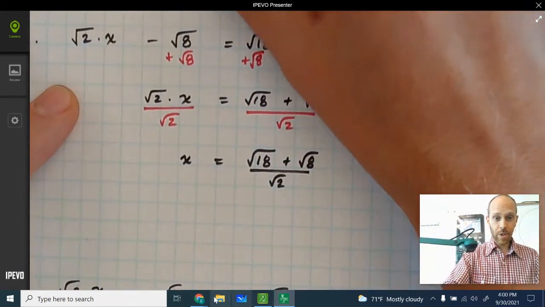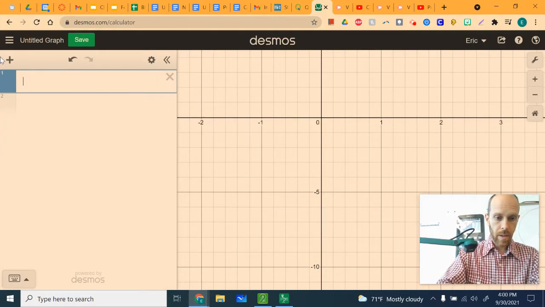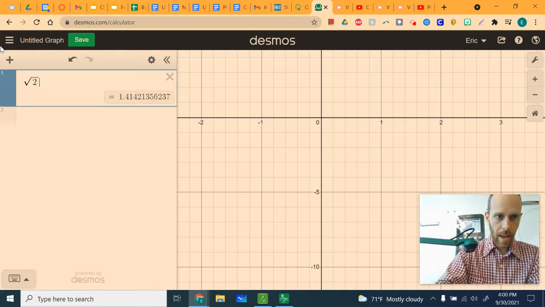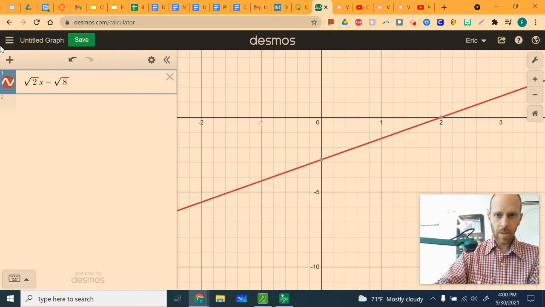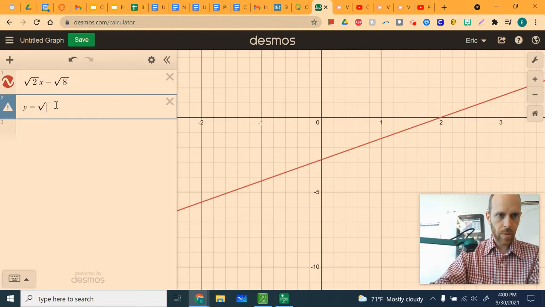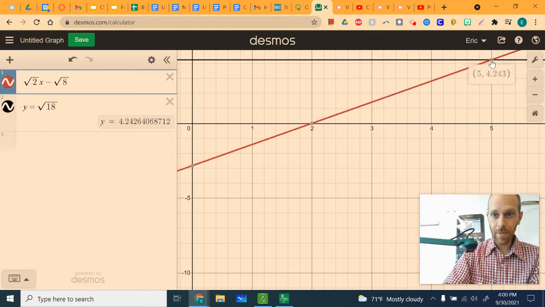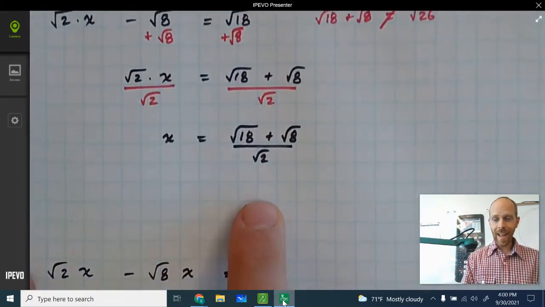In fact, let me show you on Desmos. Let's go right here. Do they have a square root? Yeah, so let's go square root of 2 times x minus square root of 8. And then I want to set that equal to y equals square root of 18. And you'll notice that they cross right here at 5. So the answer that we just got right here has to be 5.